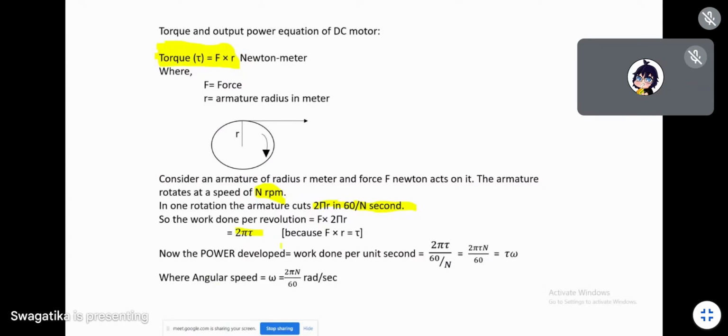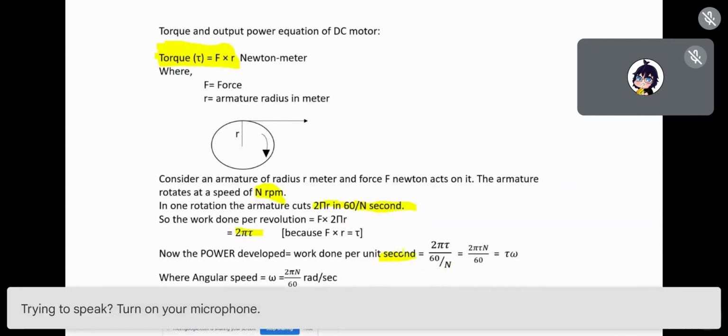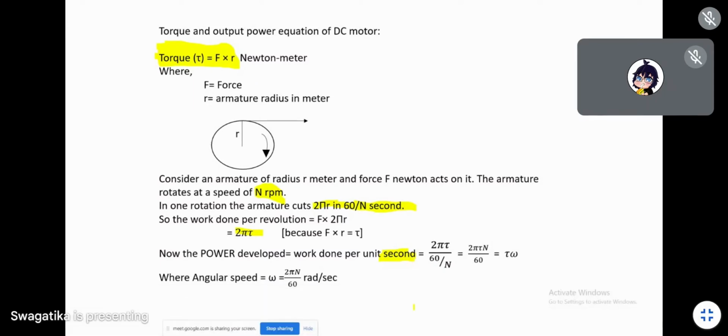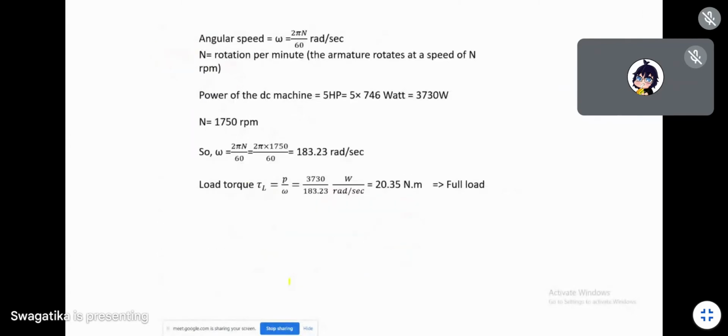So the power developed will be the work done per unit second. It will be 2 pi tau divided by 60 divided by N, because N is rotation per minute and we have to calculate per second. So it will be 2 pi tau N divided by 60, or tau omega, where the angular speed omega equals 2 pi N divided by 60.